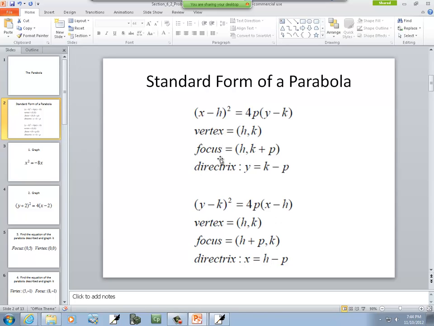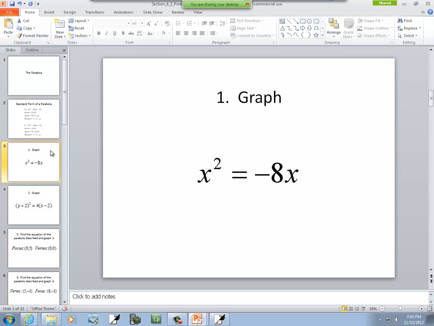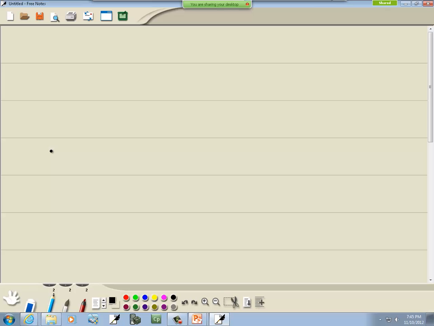Now I don't ever really write down the definition of focus and directrix. I dive right in, showing an example, and once you see it with an example, that will beat any kind of words that could ever try to describe it. So let's look at our first example here.